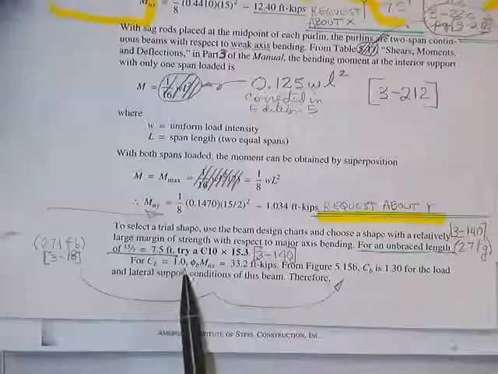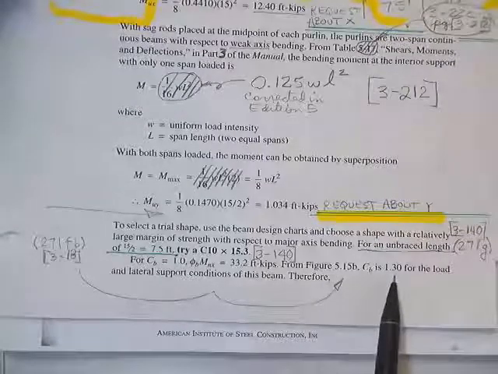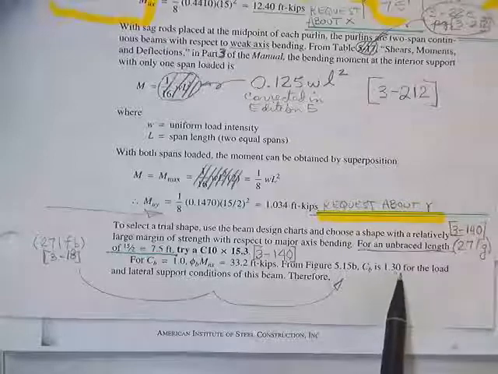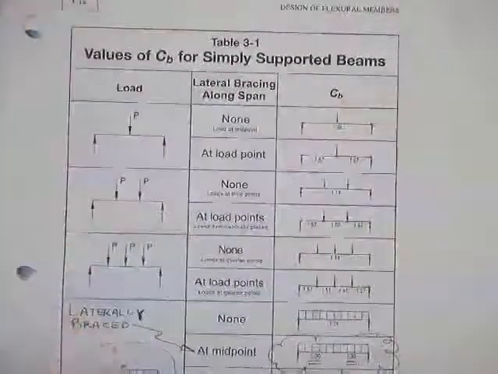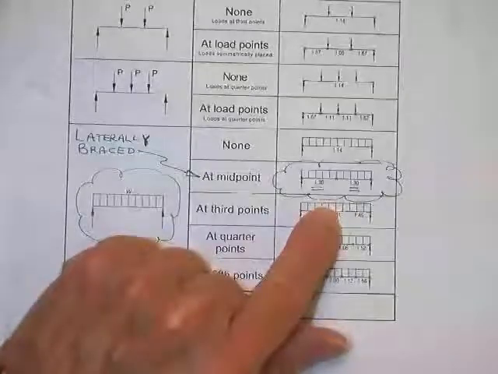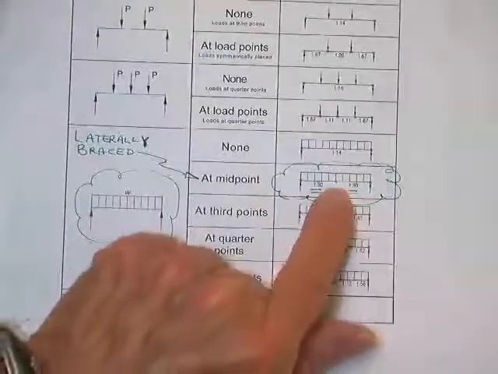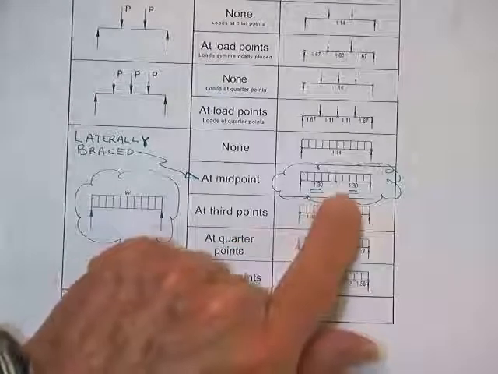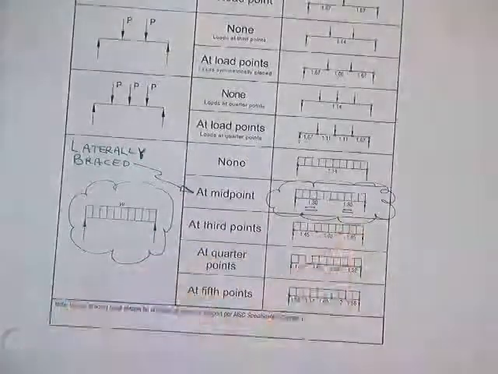Okay. Well, that's for a C sub B of 1. And that's what we've got. He says, since we got a uniform load on this beam, you can have a 1.3 times that above what you get in the tables. So let me see, why would he have an extra 30%? Now, here are our values of C sub B for simply supported beams. In this case, it was laterally supported at the midpoint. It has a length of the full 15 feet, but it's braced there with a sag rod. And he says you can have 30% bigger than the tables, than the graph gives you. All right, I'll take that.